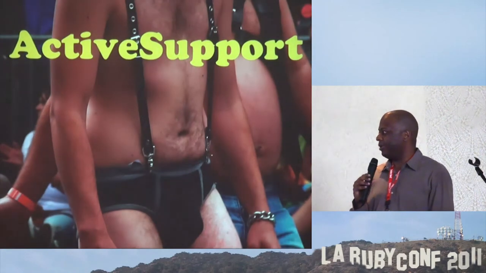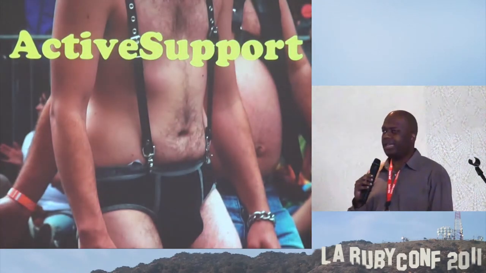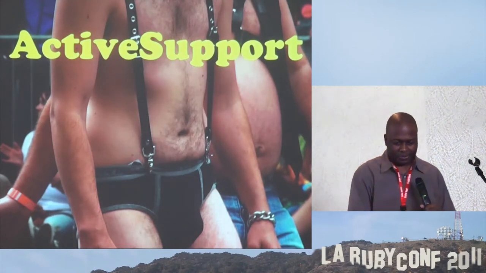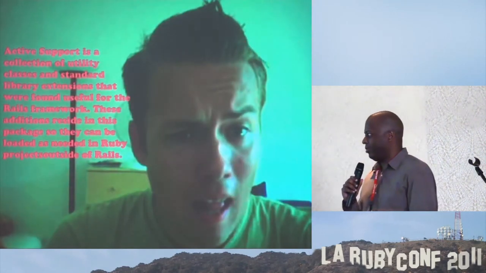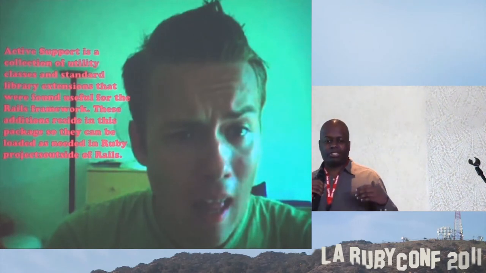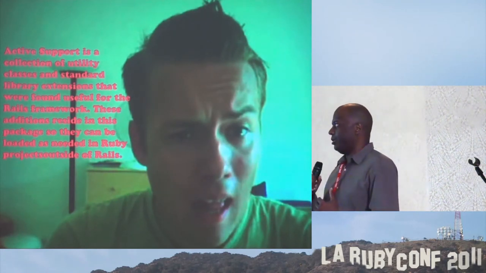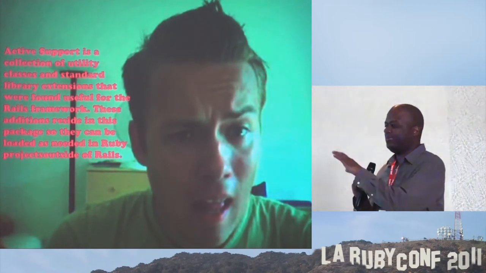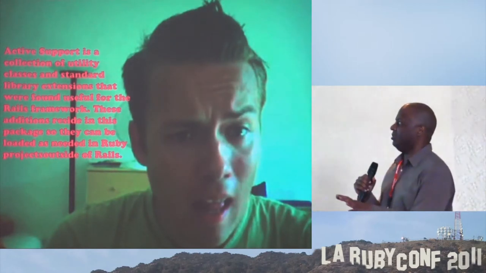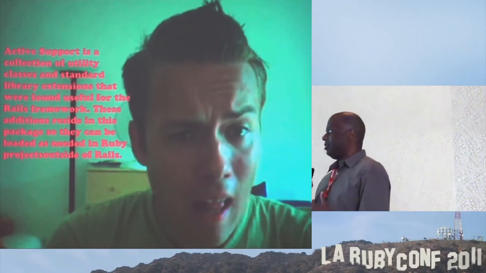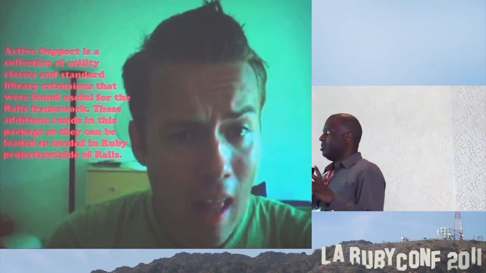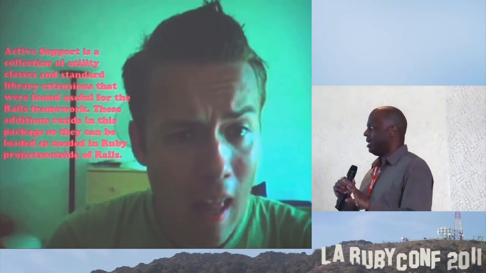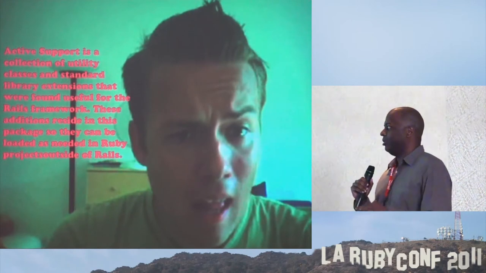So, active support. And support is for the suspenders, not the hammock. So let's talk about active support. And what I was trying to do here is there's some similarities between facets and active support. So, in all of David's wisdom, he put this blurb in like a README file, and I'll read it to you. Active support is a collection of utility classes and standard library extensions that were found useful for the Rails framework. These additions reside in the blah, blah, blah, and the blah, blah, blah for Ruby on Rails.